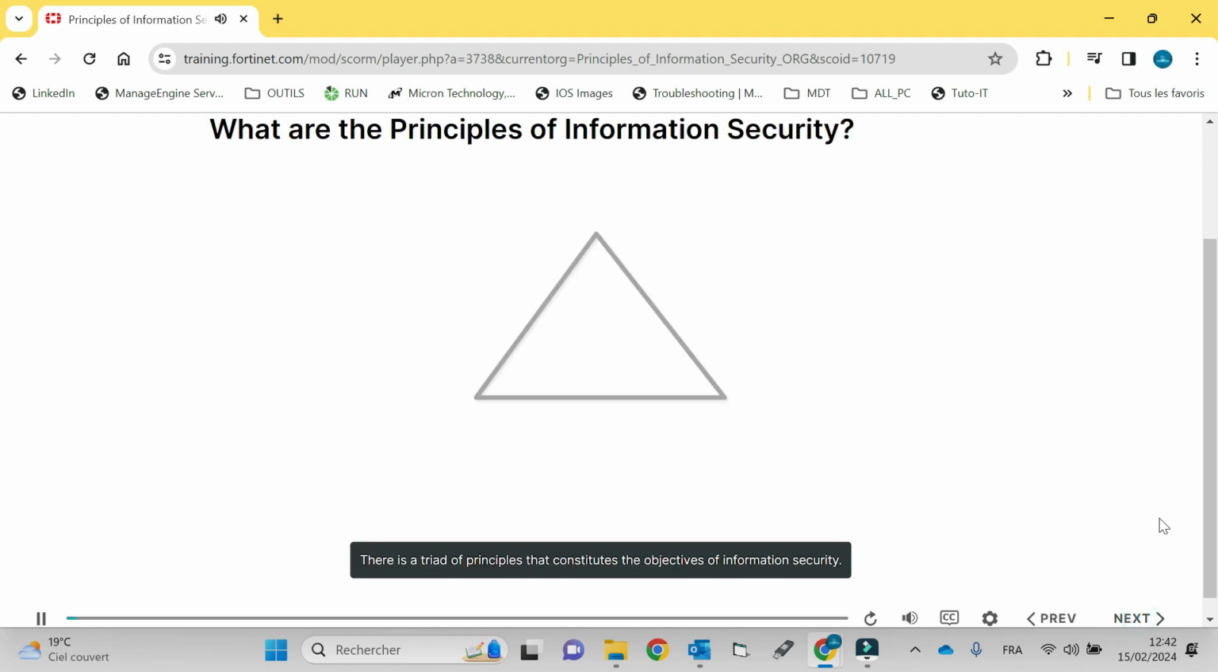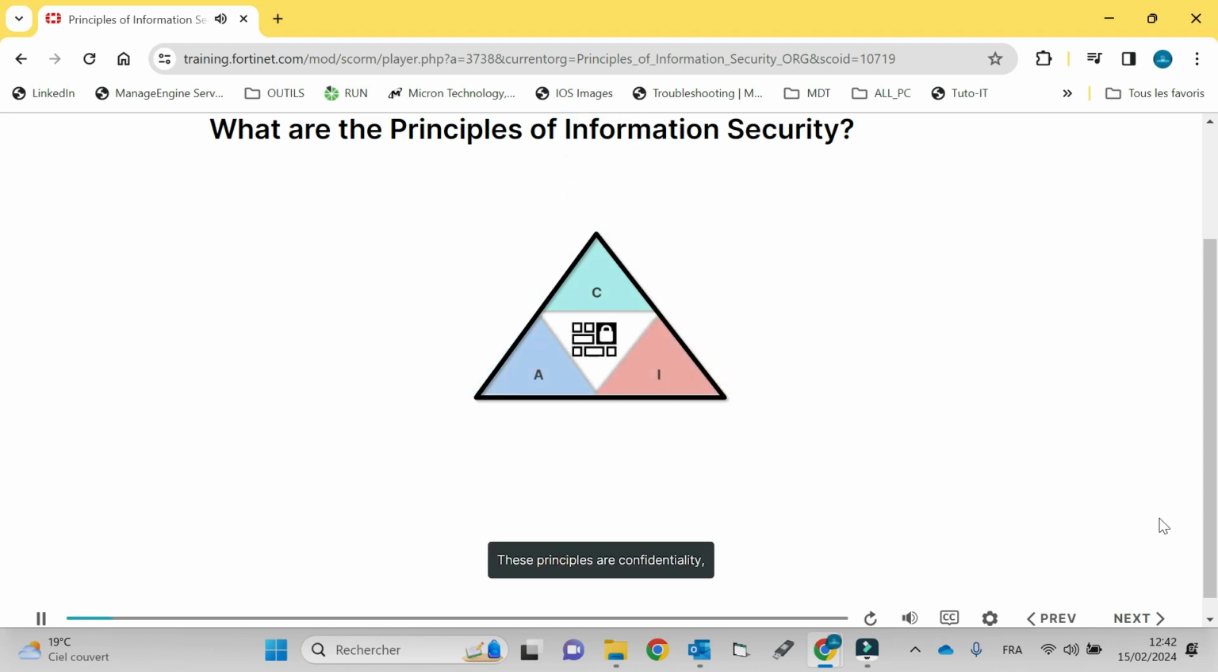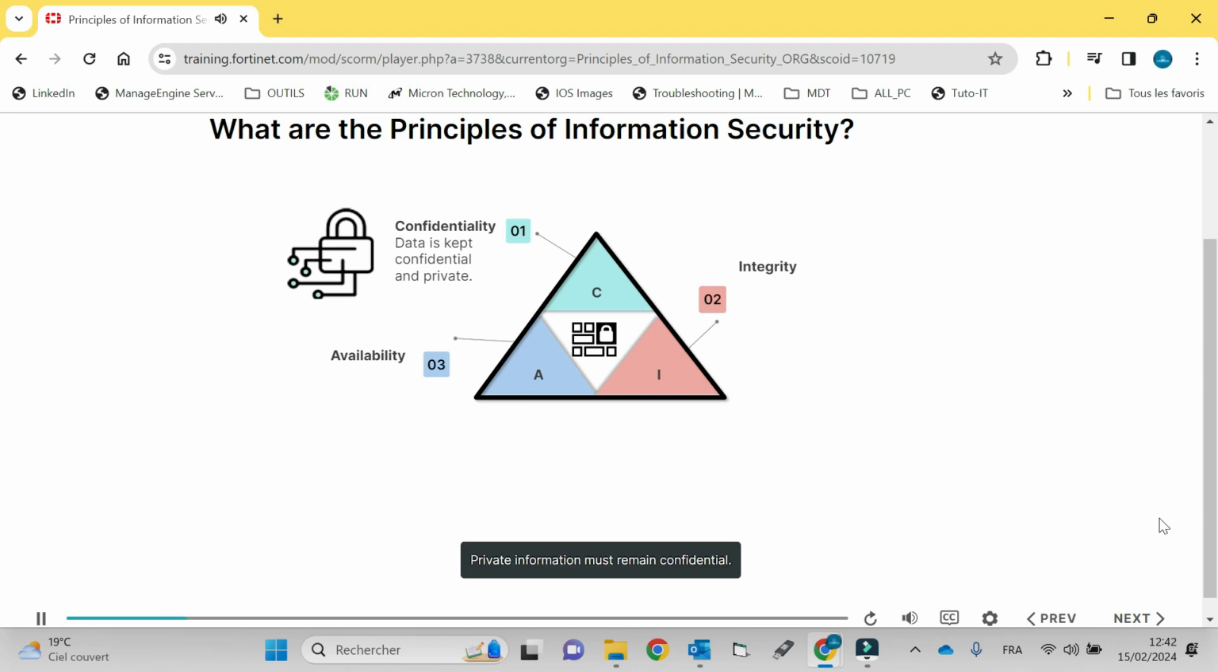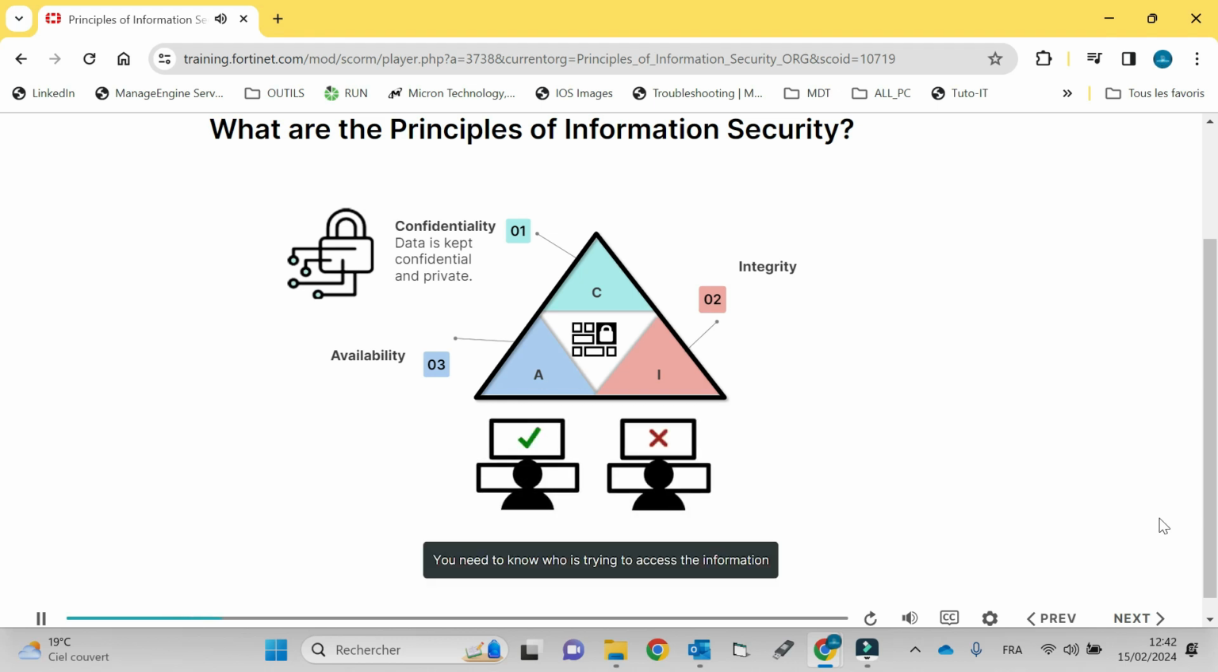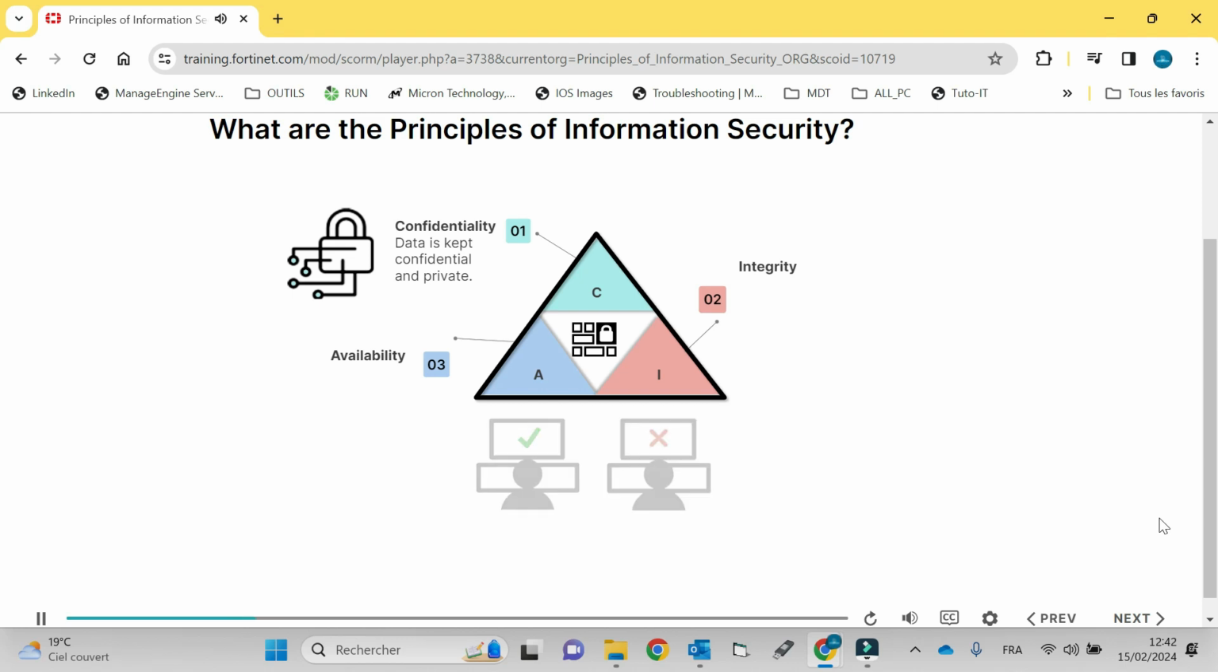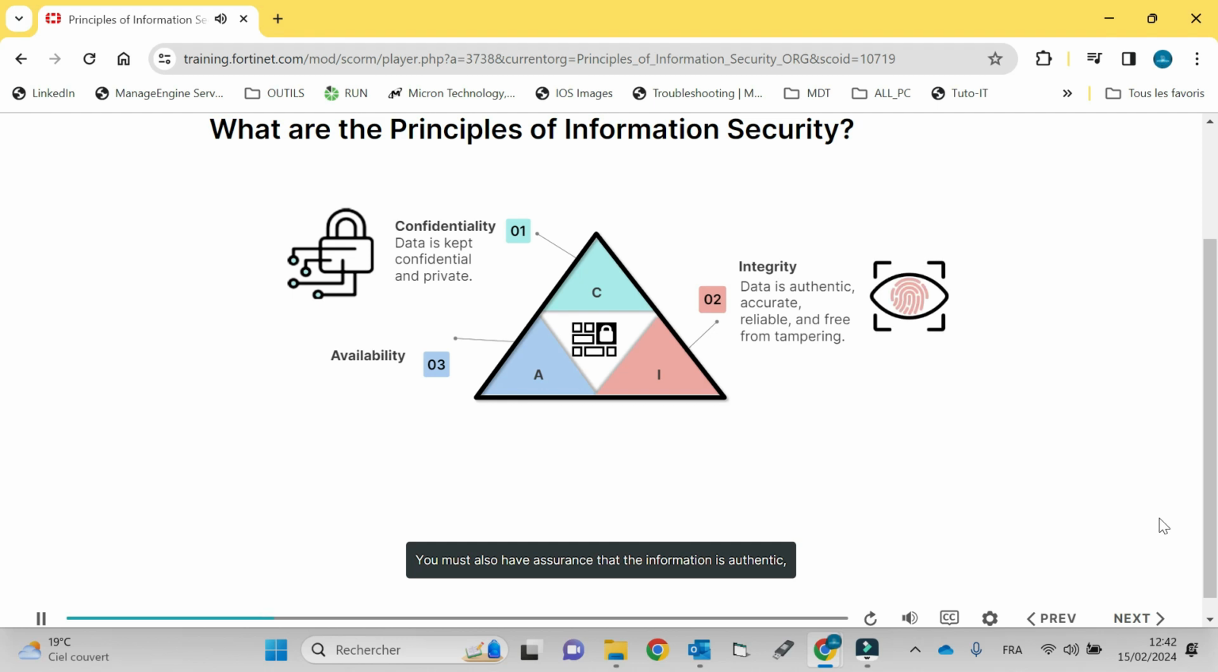There is a triad of principles that constitutes the objectives of information security. These principles are confidentiality, integrity, and availability, which form the letters CIA. Private information must remain confidential. You need to know who is trying to access the information and whether or not they are authorized to access it. You must also have assurance that the information is authentic, in other words, has integrity.